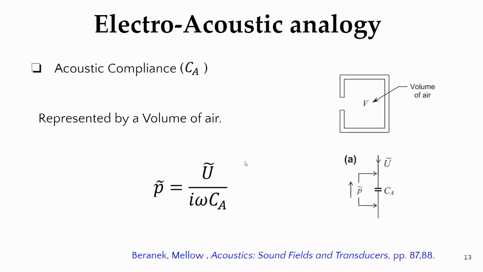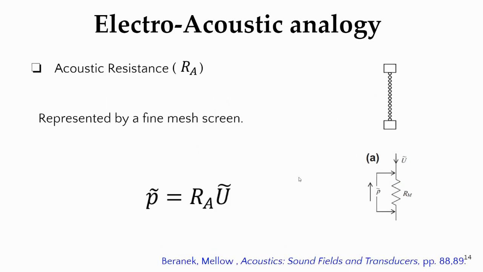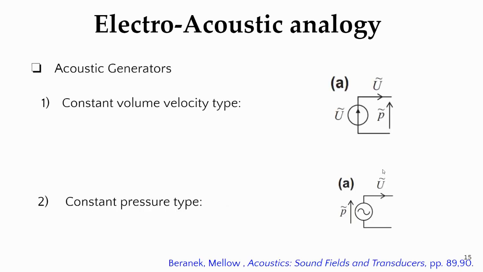That's it. Another element is acoustic compliance, which is represented by a volume of air, as you can see. And the electric analogy symbol is that of a capacitor. This is the steady state equation. Another element is acoustic resistance, which is represented by a mesh screen. It's analogous to a resistor in electricity. And this is the equation for that.